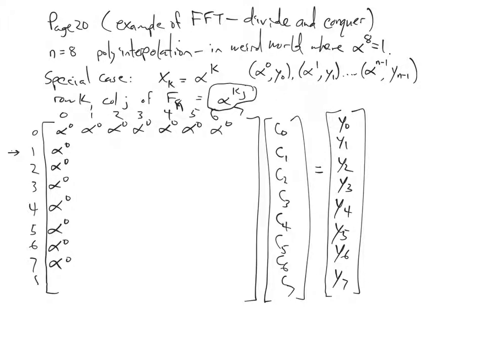Now in row 1, it's a little different. When k equals 1, the values are just alpha to the column number. So this is alpha to the 1, alpha squared, alpha cubed, alpha the 4th, alpha the 5th, alpha the 6th, alpha the 7th.